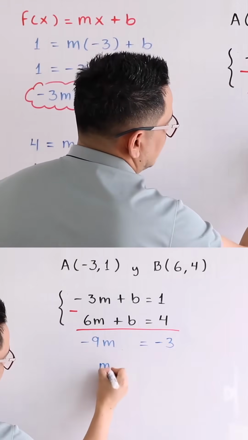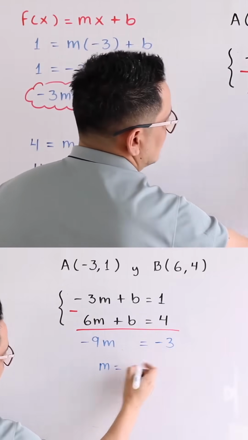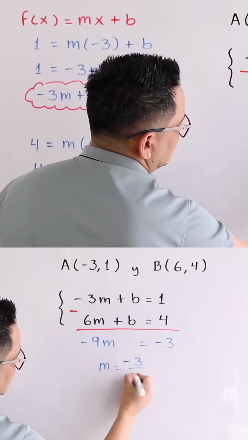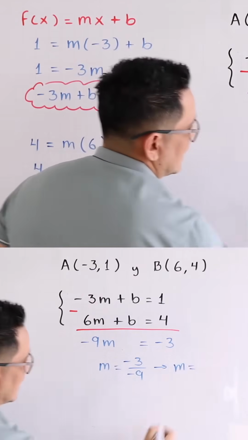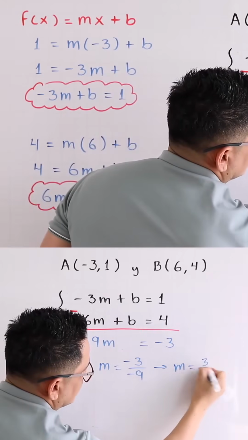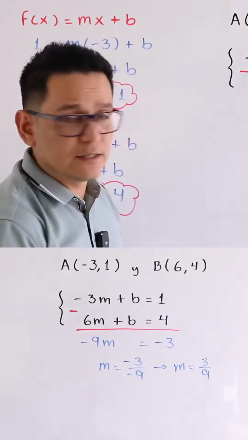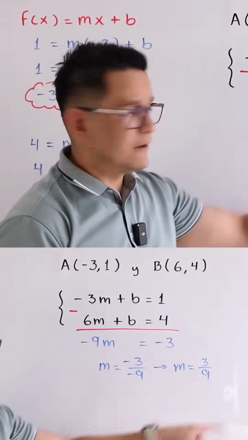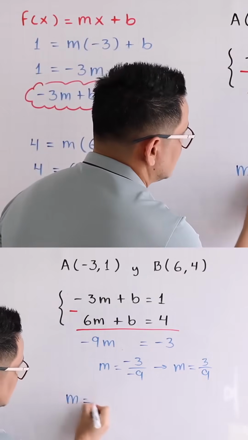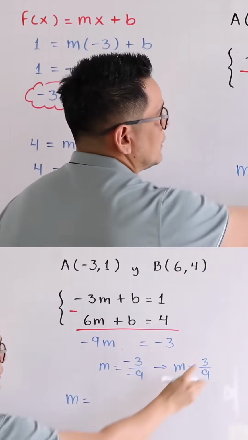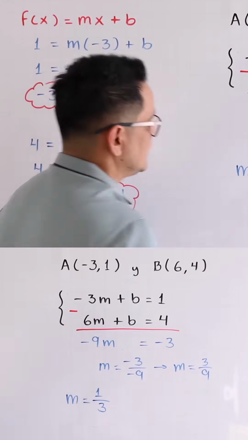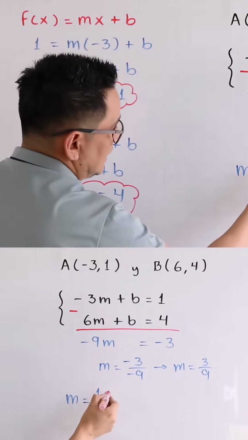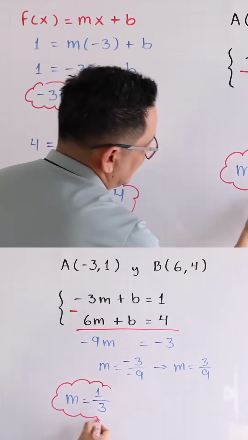Now let's solve for m here. This -9, we're going to move it to the other side dividing. So we have -3 over -9. But since a negative divided by a negative is a positive, then I'll get 3/9, but now positive, right? And well, 3/9 can be simplified. So let's divide both the numerator and the denominator by 3. 3 divided by 3 gives me 1, over 9 divided by 3 gives me 3. Done. Now we have the value of m. That is, we've already found the slope.